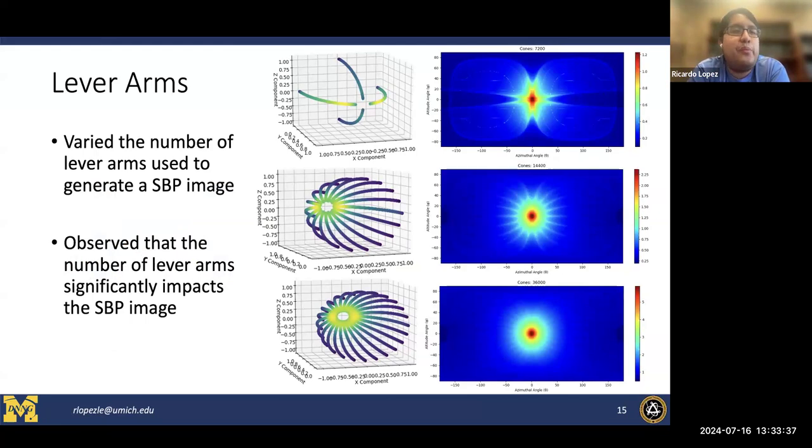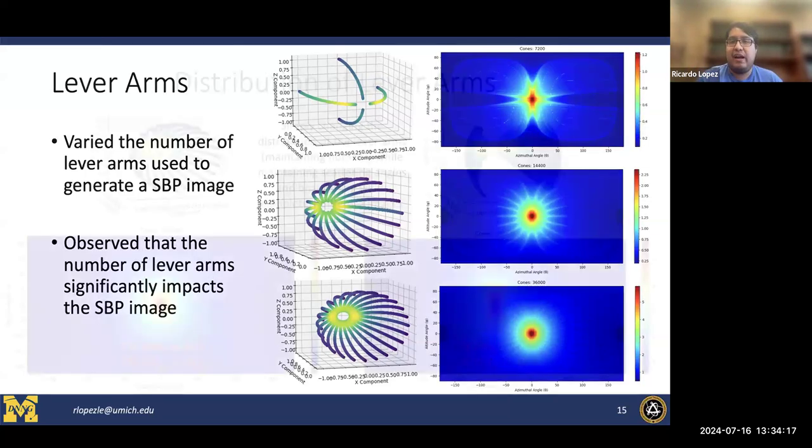At the top, we can see what happens when we have a very small number of lever arms. Based on the image that you see on the right, you can see that we have these very significant artifacts in the images. You have a lot of distortions as well. Essentially, as you increase the number of lever arms in your lever arm distribution, you can see that your simple back projected image gets less and less of these very drastic artifacts and ends up becoming more symmetric overall. Basically, as you increase the number of lever arms, you end up getting more symmetric and more smooth simple back projected images.